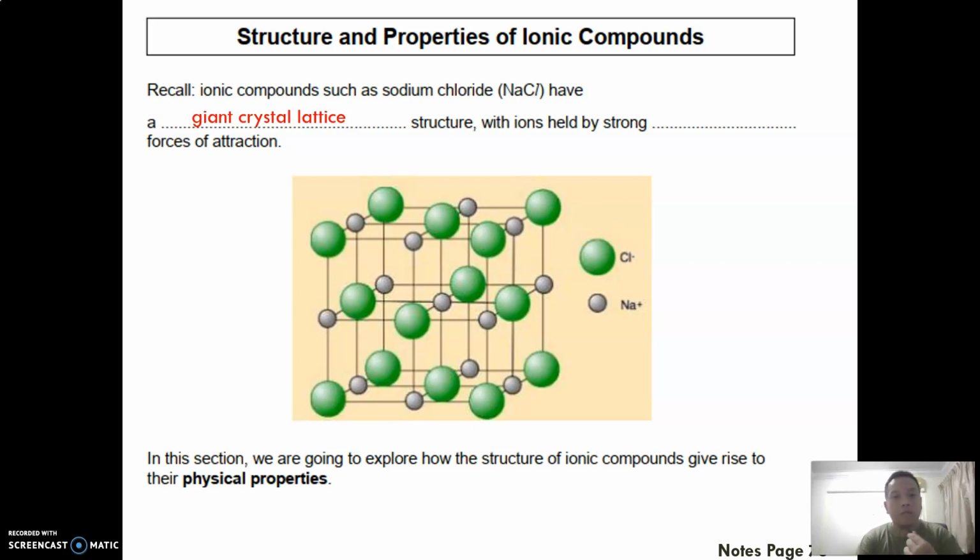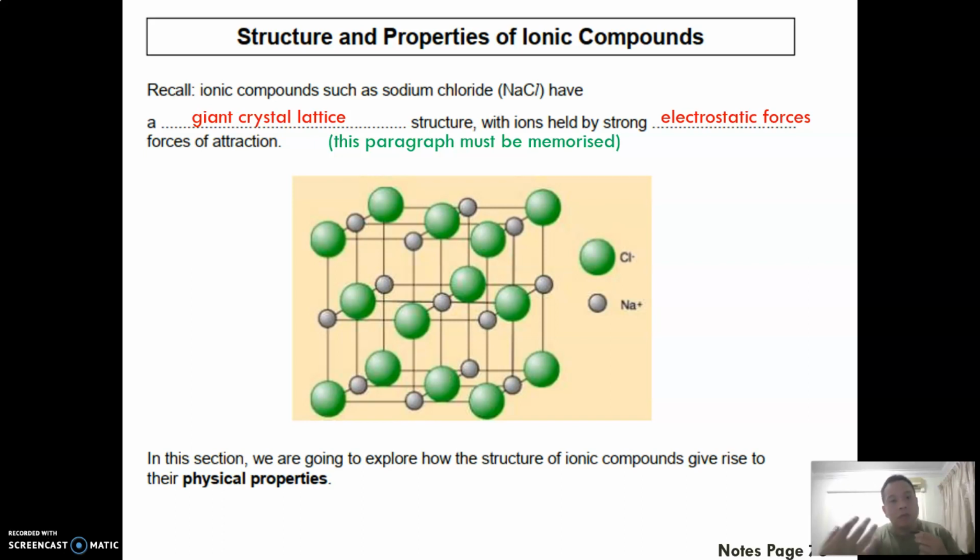And another term that we learned was that the ions are held by strong electrostatic forces of attraction. Electrostatic means that the positively charged sodium ion and the negatively charged chloride ion are going to attract each other, similar to how the different poles of a magnet attract each other. So this paragraph, you will need to memorize, because when you answer questions on this eventually, you will need to quote this paragraph.